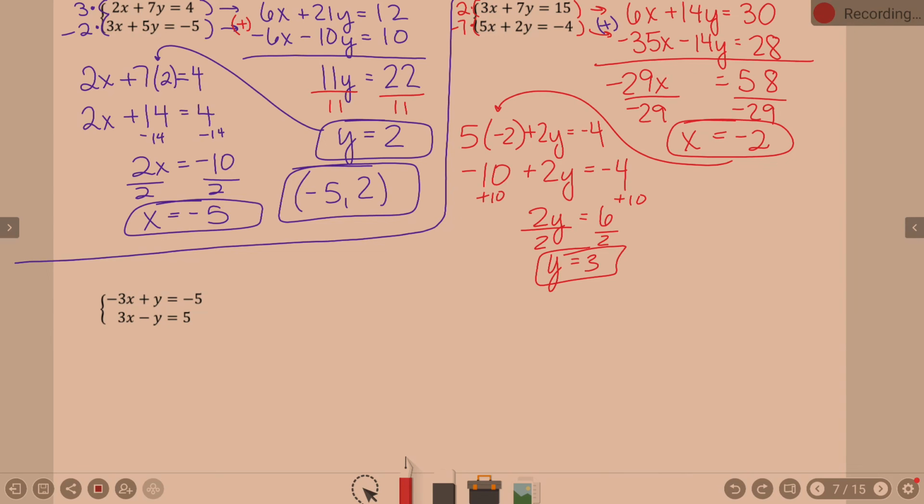Final answer. Math Excel, Savas, whatever. They're not going to let you just leave it like this, are they? No. Ordered pair, negative 2, comma 3.